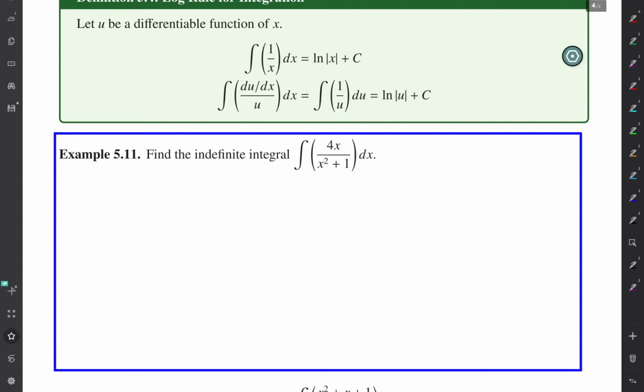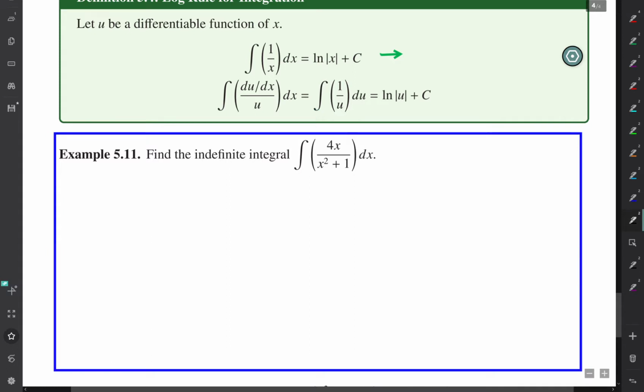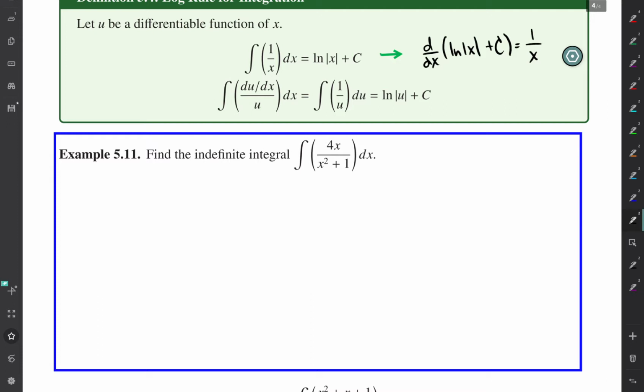All right, in definition 5.4, we see the logarithm rule for integration. That just says that the integral of 1 over x dx is equal to the natural log of x plus c. And this is just straightforward. It's just undoing the derivative, right? The derivative of the natural log of x plus c is equal to 1 over x. So therefore, by definition, the integral of 1 over x should be ln of x plus c.